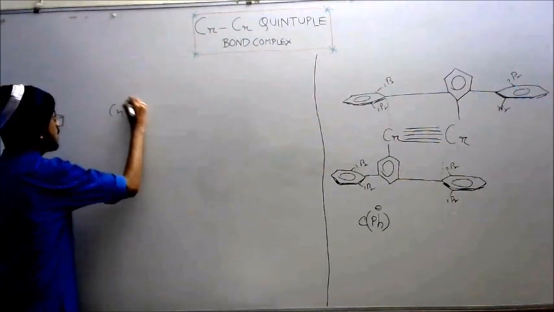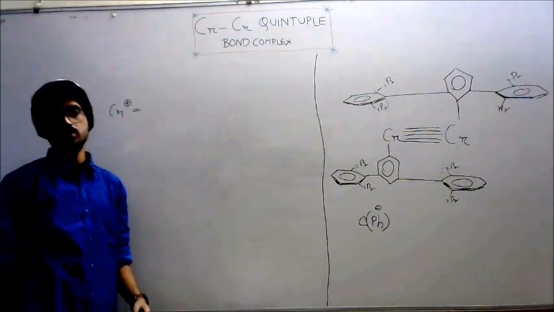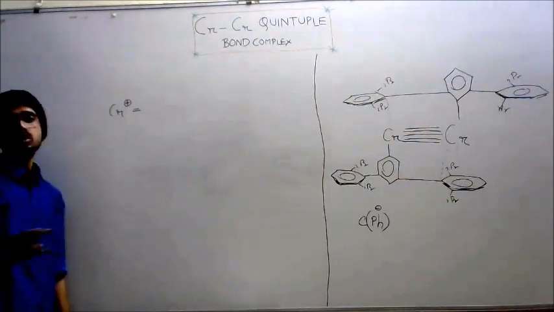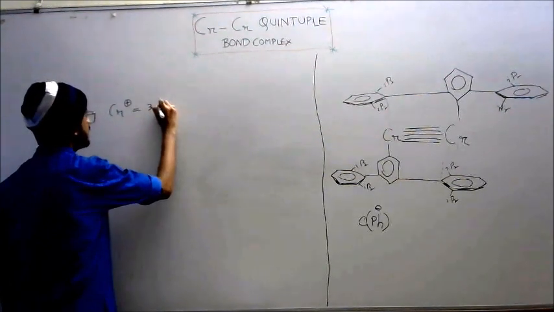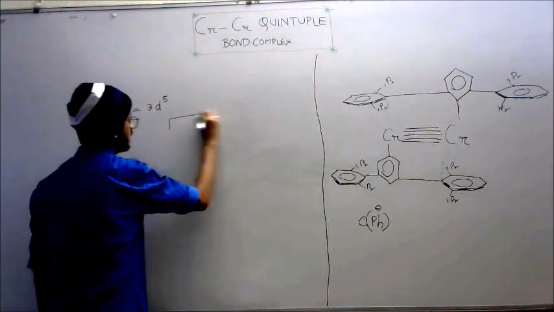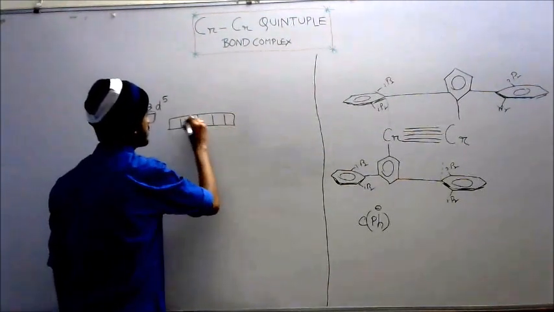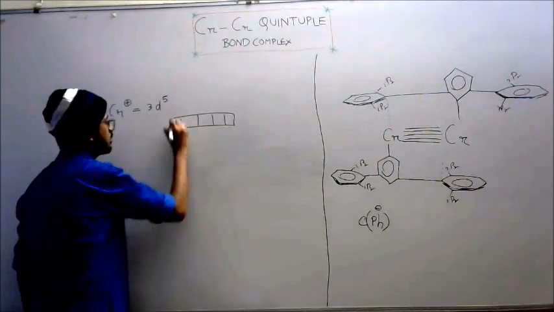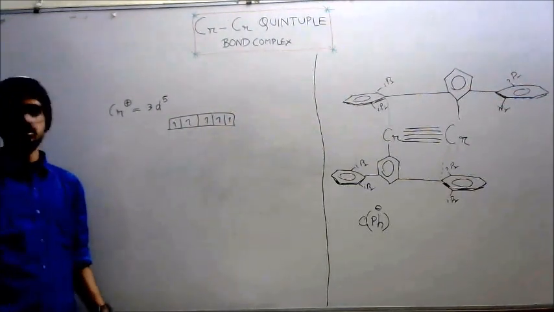Chromium +1. As we know, chromium has a ground state electronic configuration of 4s1 3d5. So the electron from the 4s orbital will be ejected out, and we will be left with 3d5 orbitals: 1, 2, 3, 4, 5. So one electron will be present in each of the d orbitals, right?